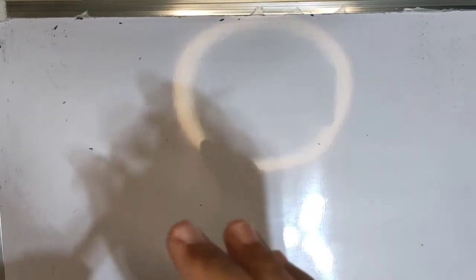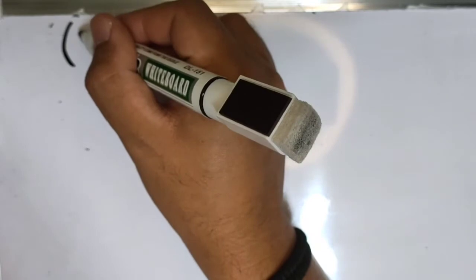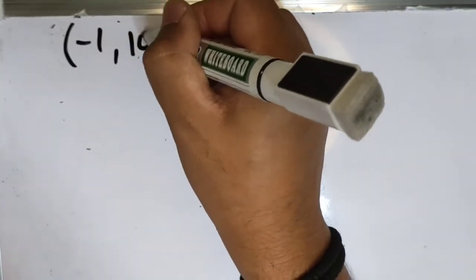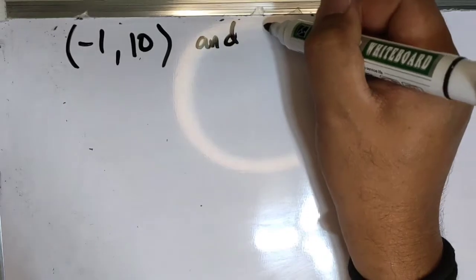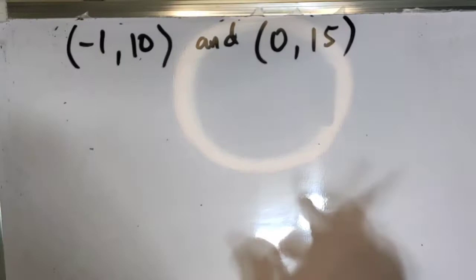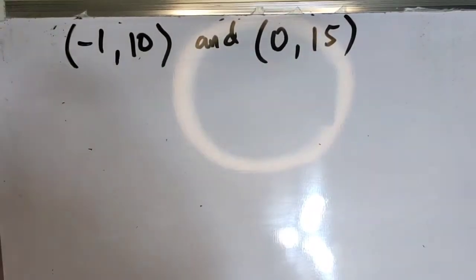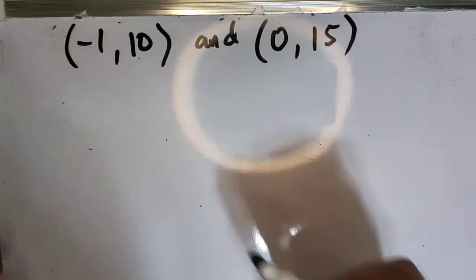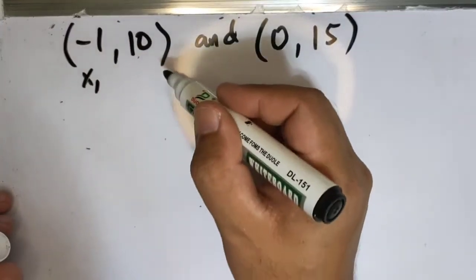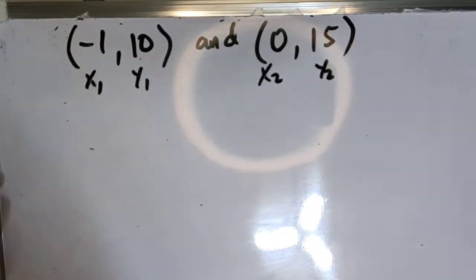Let's have example number 2. Let's say we have the 2 points negative 1, 10, and 0, 15. Okay? Let's find the equation of the line that passes through the points negative 1, 10, and 0, 15. Okay? So, again, this is our x sub 1. This is y sub 1. X sub 2. Y sub 2.